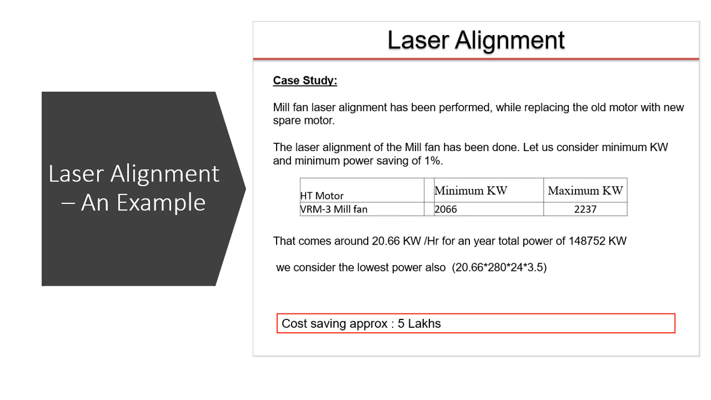2237. So taking the minimum kilowatt also, with a 1% calculation, it comes around 20.66 kilowatt per hour. For a total year, it would be around 1,48,752 kilowatt. So considering your per unit power cost and running hours and average running days, you can easily calculate the amount of saving. In this particular case, it was around 5 lakh Indian rupees. Your alignment report should have these kinds of explanations to increase the weightage of your report.